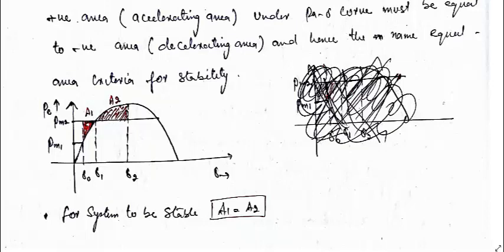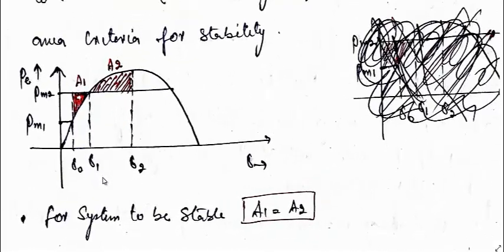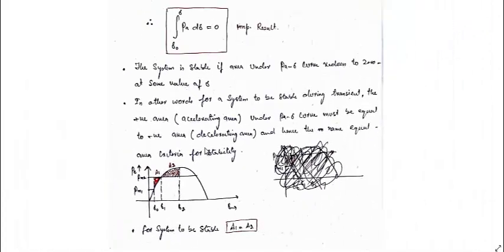Here it is negative because PE is greater than PM. So when PE is greater than PM, PM minus PE will be negative. So the area under this curve, that is this PA from delta 1 to delta 2, should be equal to this PA from delta naught to delta 1. So this is the statement of the equilibrium criteria.